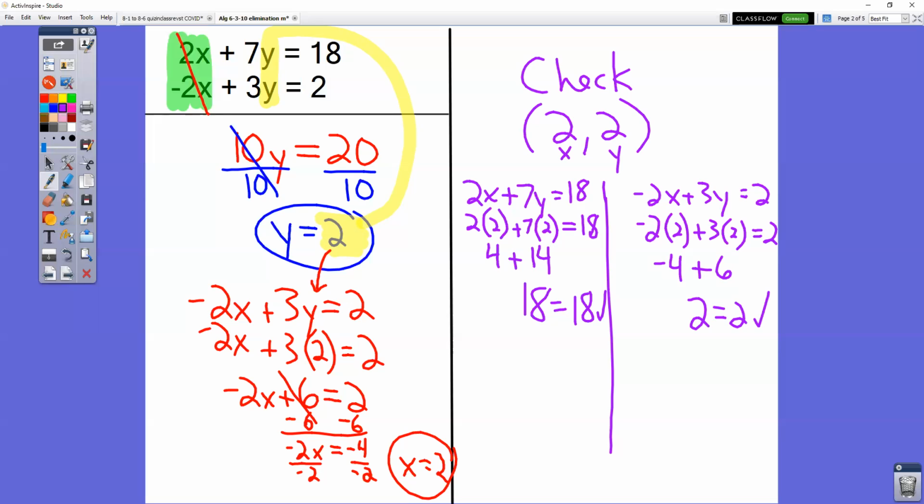If your answers check in both equations, you know 100% sure that your answer of 2 comma 2, x equals 2 and y equals 2, is correct. If you get different answers on the sides of the equal sign, then your answer is wrong somewhere. This is the only way that you could figure out if your answer is correct or not, by doing a check, all right? Whether you do the check or not, that's up to you. I would personally do that, especially on the quiz, all right?